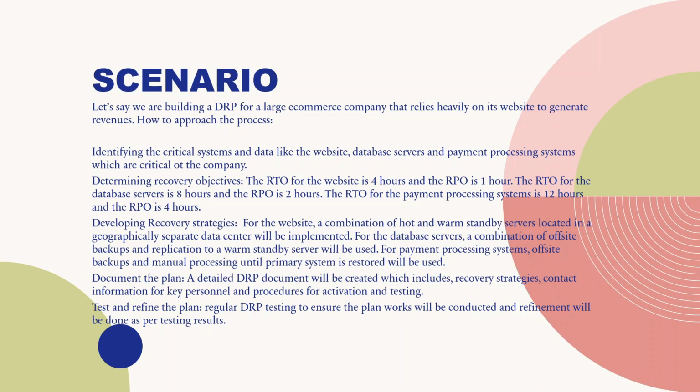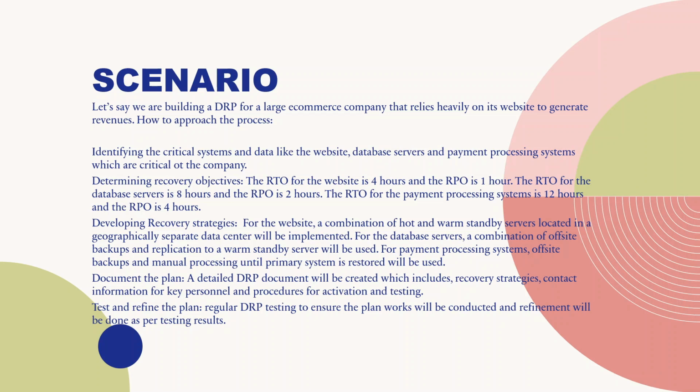Let's say we are building a DRP for a large e-commerce company that relies heavily on its website to generate revenues. How to approach the process? Identify the critical systems and data, like the website, database servers, and payment processing systems, which are critical to the company. Determining recovery objectives. The RTO for the website is 4 hours and the RPO is 1 hour.